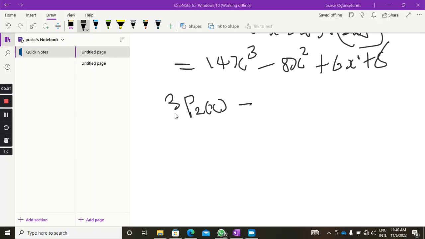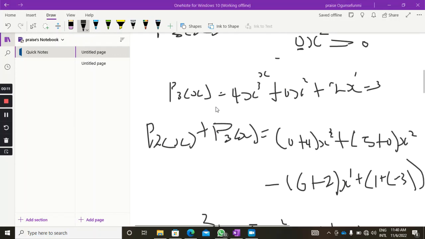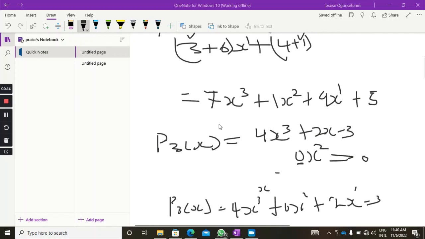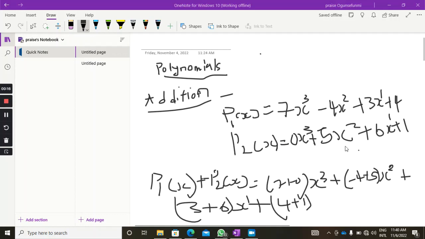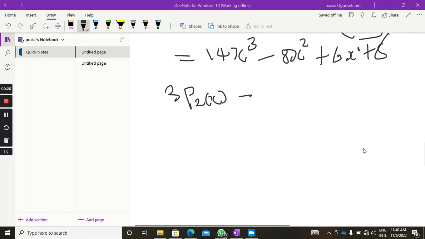So guys, now I said we should try this. The number 3 is multiplying p2x. This p2x is a polynomial. So 3 is multiplying that polynomial p2x. So I'm just going to write this polynomial element down. So I'll write it as this.